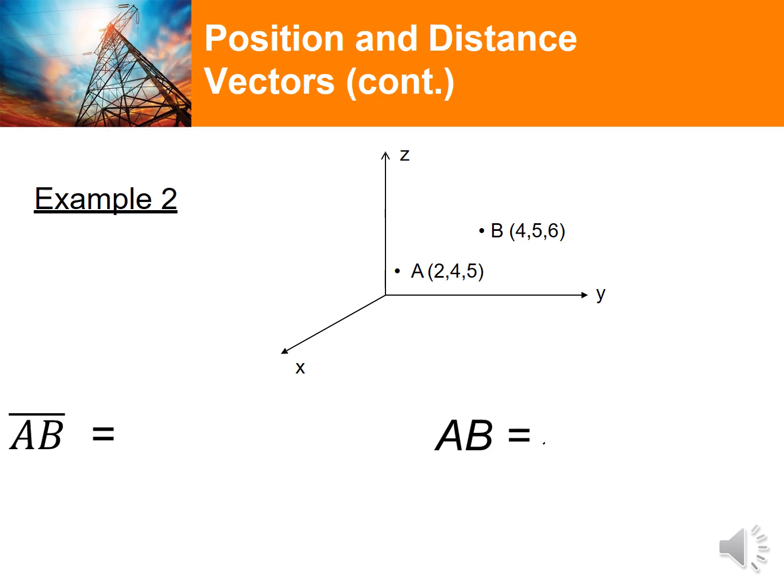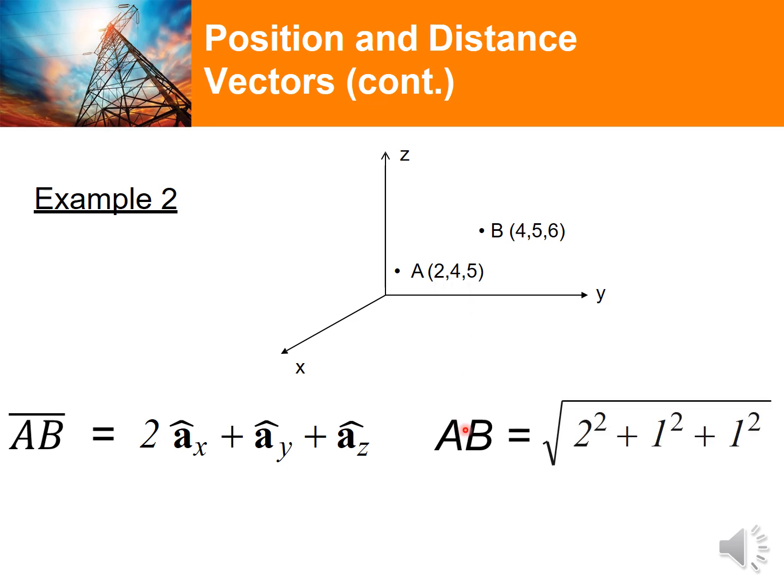Okay, look at the example on the slide. Can we determine the vector from A to B as well as the magnitude? The vector would be equivalent to 2x plus y plus z, with the coordinate of B subtracting the coordinate of A. The magnitude, on the other hand, can be calculated based on the vector to be equivalent to square root of 6.